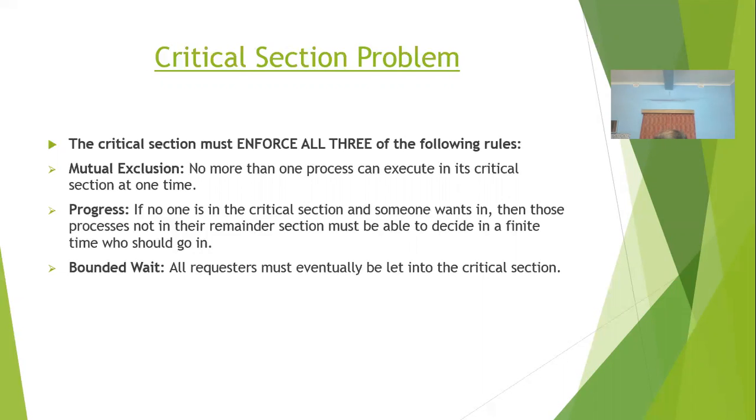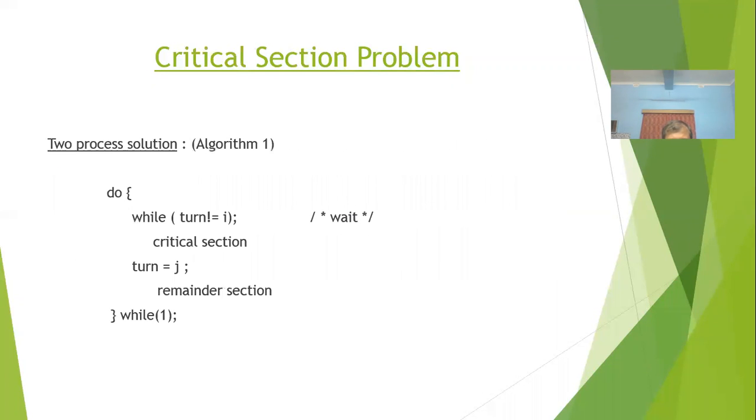Last is bounded waiting. What is that? There exists a bound on the number of times that other processes are allowed to enter their critical sections after a particular process has made a request to enter its critical section, and before that request is granted. That means you cannot indefinitely block a particular process from entering the critical section. So these three conditions must be met to solve the critical section problem.